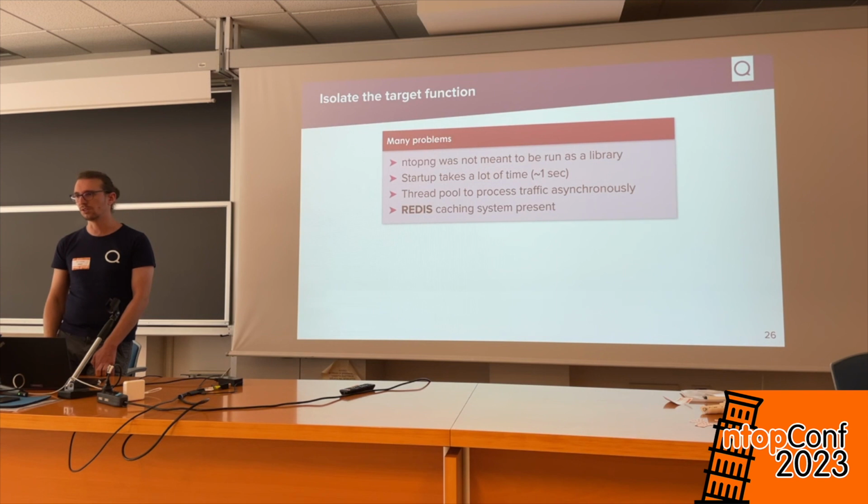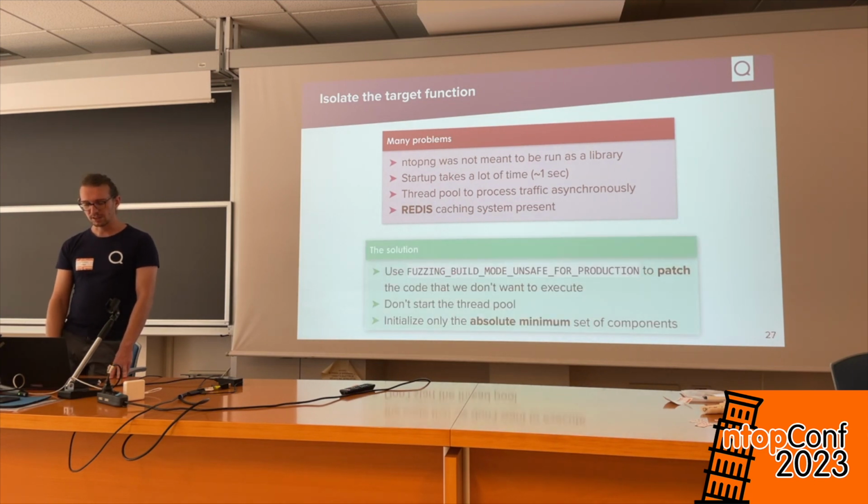And on top of that, we don't want thread pools, because we want to be as reliable as possible. And this asynchronous way of analyzing packets is not really what we want. And on top of that, ntop uses Redis as a caching system, as an external dependency, and it's also something that we wanted to be in control of. We want to remove Redis entirely. So how can we solve all these problems? Well, basically we just patch the code.